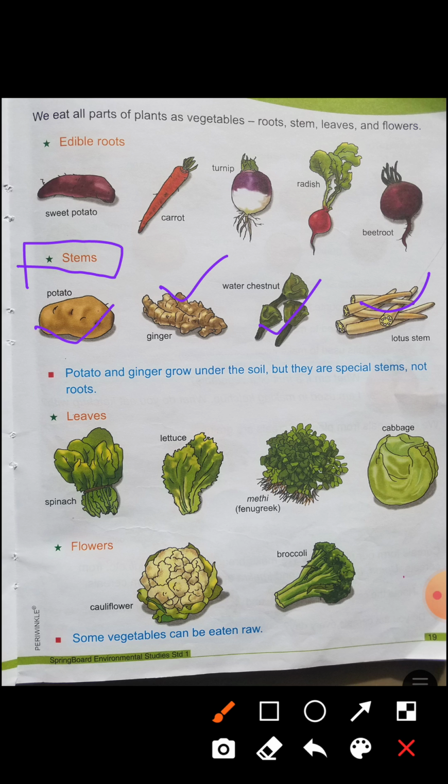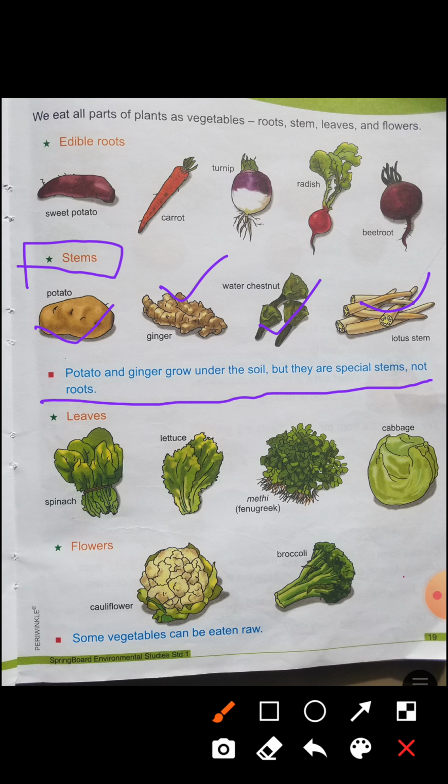So these vegetables we will eat come from the stem part of the plants. See here, students, it is written that potato and ginger grow under the soil, but they are specially stem, not root. You can ask, sir, these also grow under the ground, under the soil, but how do they come under stem?